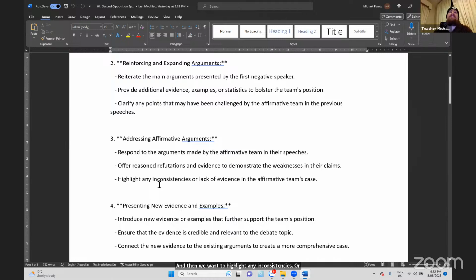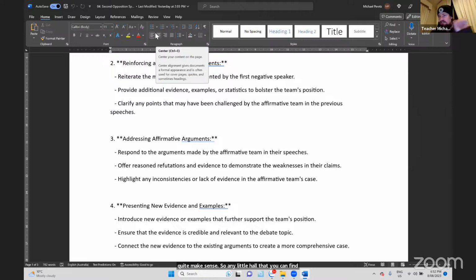So an inconsistency is just something that doesn't quite make sense. So any little hole that you can find in the proposition team's case, find it, grab onto it, and try and tear it open so you can make their case weaker.